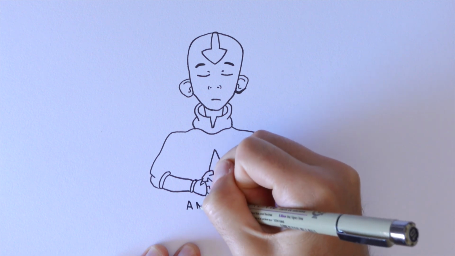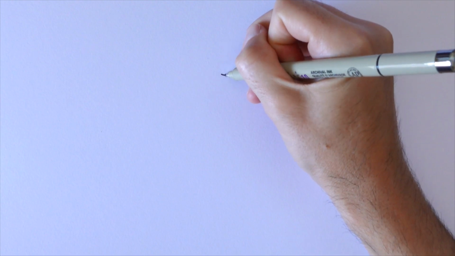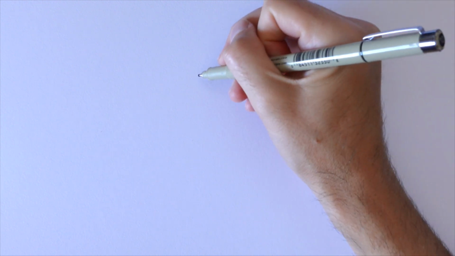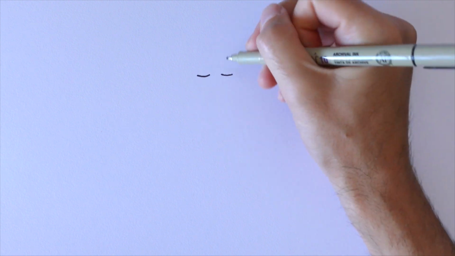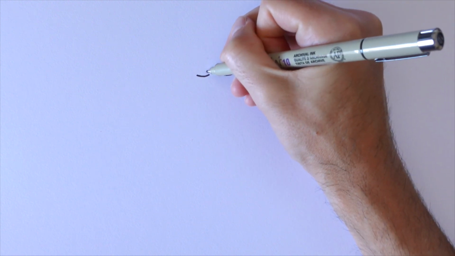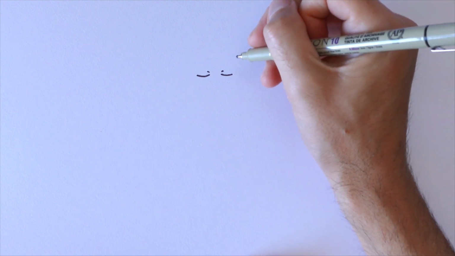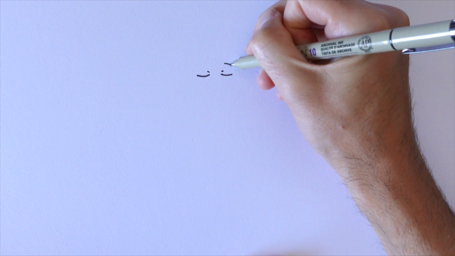Today we are going to be drawing Aang from Avatar the Last Airbender. To start out, we want to go ahead and draw these two very slightly curved horizontal lines because we're going to be drawing Aang meditating, right? So his eyes are closed. So we'll draw these two little horizontal lines and another little dot almost right above those corners.